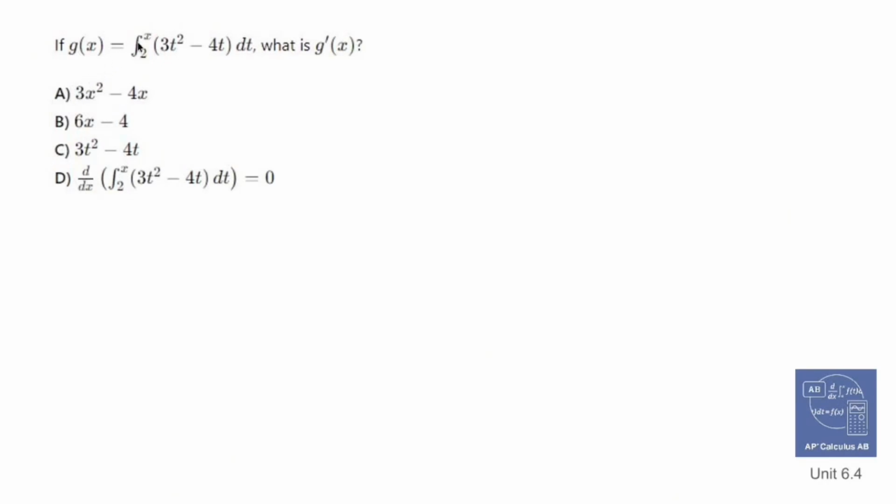If g of x equals the integral from 2 to x of 3t squared minus 4t dt, what is g prime of x? Well, the fundamental theorem of calculus states that a capital G of x would equal the integral from a to x of f of t dt. So that's what this is. Now, if we're calling it lowercase g of x, then fine, whatever.